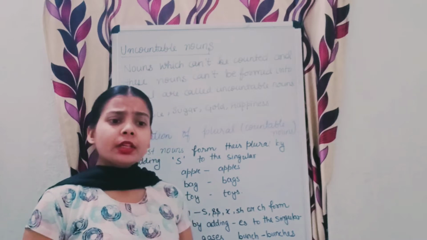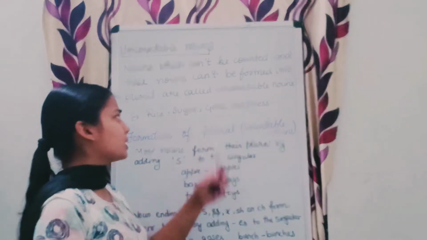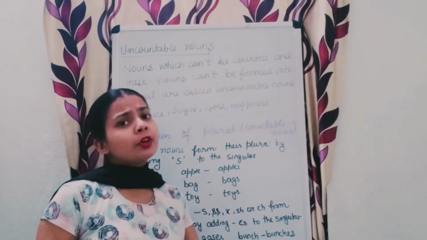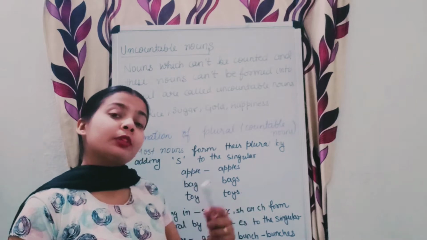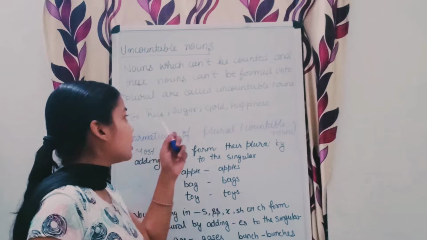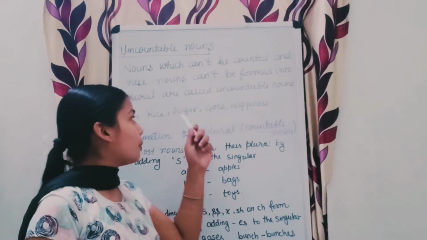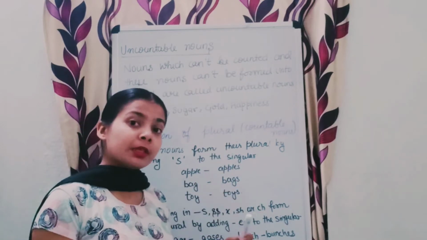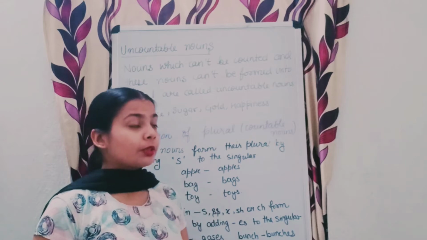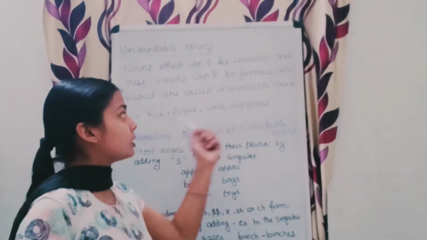But many students ask the question, ma'am, sometimes we say 1 kg of rice or half kg of sugar. So what is that? Actually, that is not counting. It's a measurement. We measure these things. 1 kg of sugar, it's a measurement. Half kg of sugar, it's a measurement. Lots of happiness, it's a measurement. It is not counted.